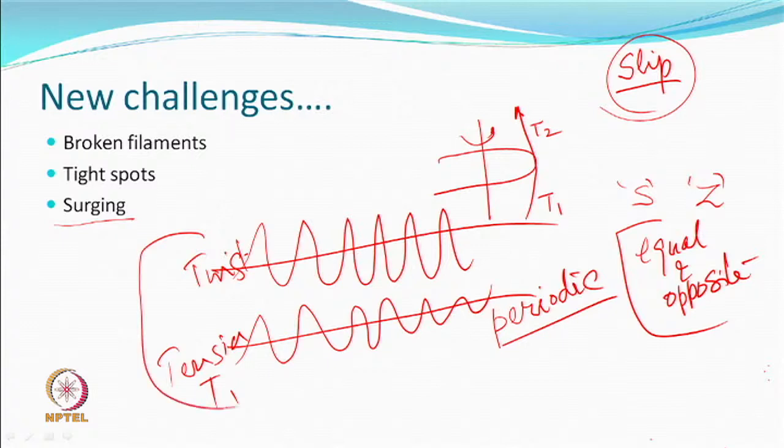I just said T1 because this is the only thing that, when you twist under a certain length, will increase or decrease with the twist. T2 will depend on many other factors which we are not discussing at the moment. So, periodic variation of twist and tension is surging. You cannot avoid it and therefore it is called inherent.